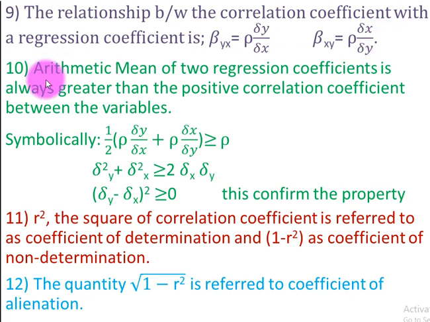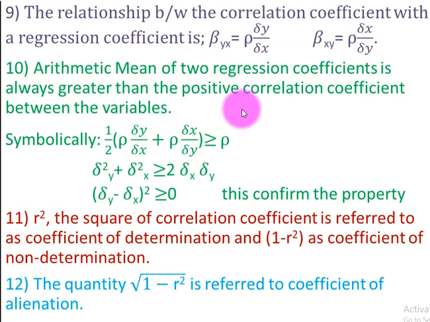In this situation also, if you have three values, then the fourth one you can find from this equation. The 10th property of the correlation coefficient is that the arithmetic mean of the two regression coefficients is always greater than the positive correlation coefficient between the variables. What does this mean? If we have beta xy and beta yx, these are the two regression coefficients, and you find the arithmetic mean of these two, this will be greater than the positive correlation coefficient.